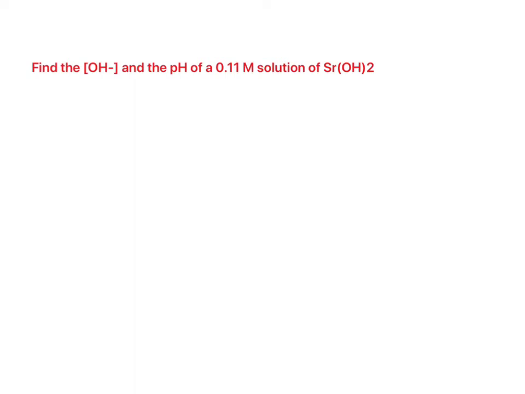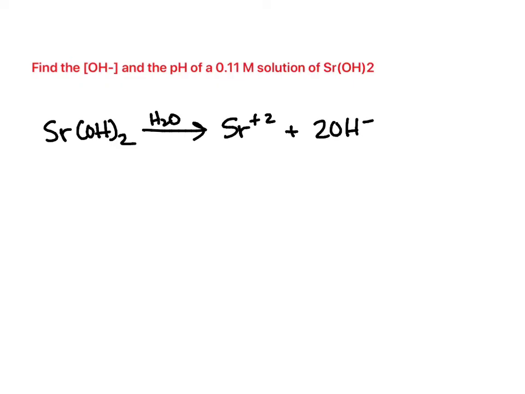Okay, next one is a little bit more complicated. Find the hydroxide ion concentration and the pH of a 0.11 molar solution of strontium hydroxide. So again, we know this one is a base and not an acid because it ends with OH. So let's write that formula. Strontium hydroxide, when dissolved in water, is going to form strontium ions and hydroxide ions. And notice that I've put a 2 here because of this 2 here.